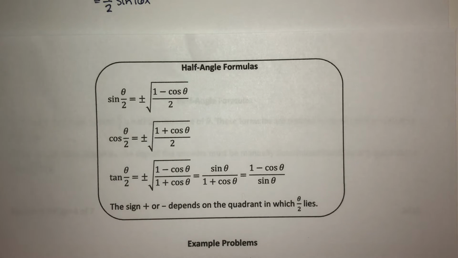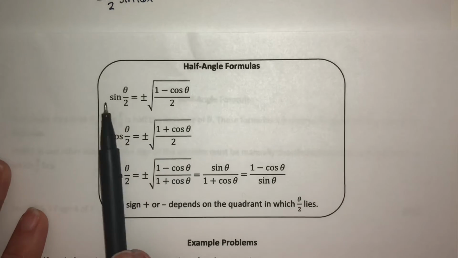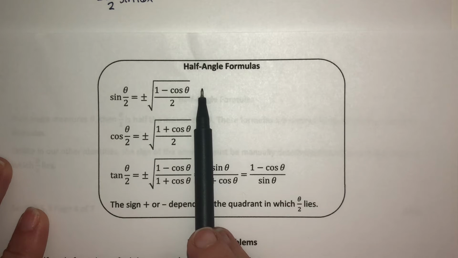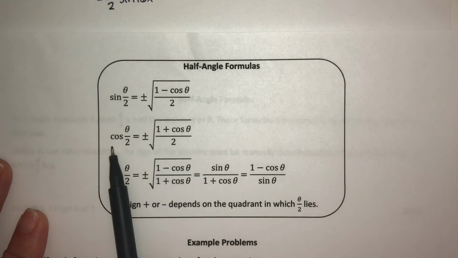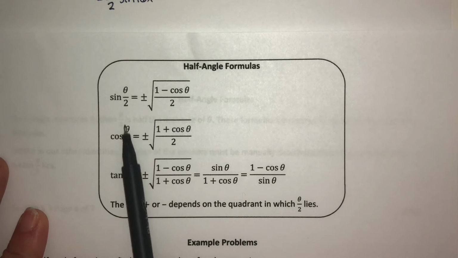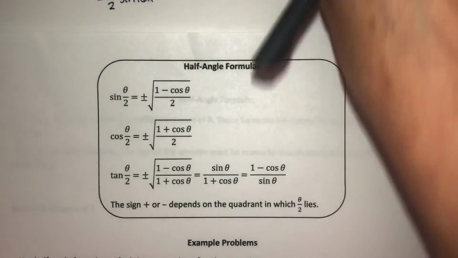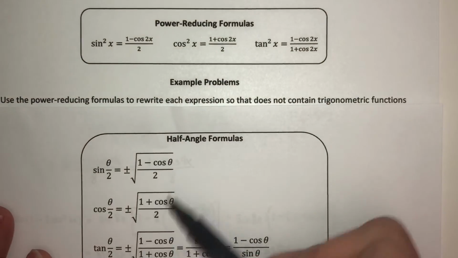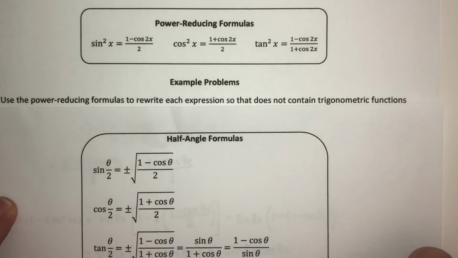So here are our basic half angle formulas. Sine of theta over 2 is either plus or minus the square root of 1 minus cosine of theta over 2. Okay? Cosine of theta over 2 is the square root of 1 plus cosine theta over 2. If you look at your power reducing formulas, you can see that what's underneath the radical is the same as what's here. You just had to take the square root of both sides.